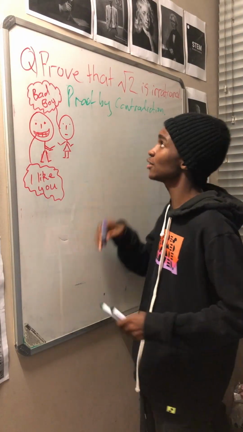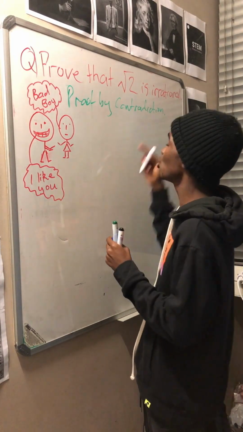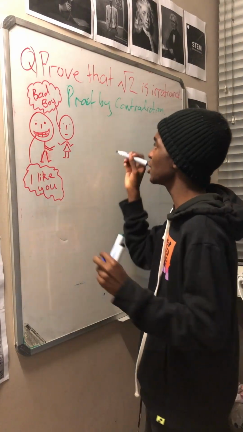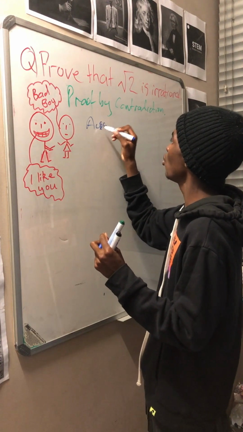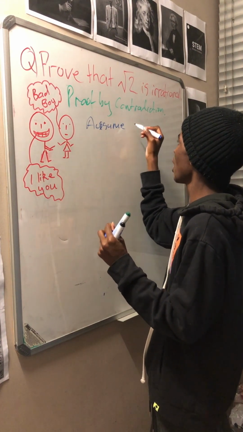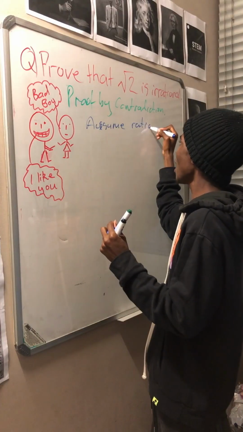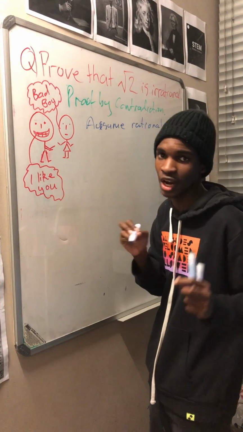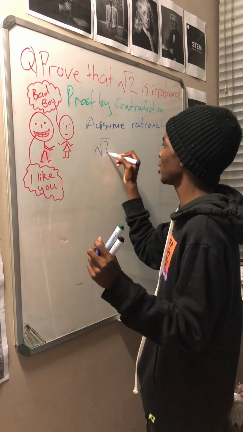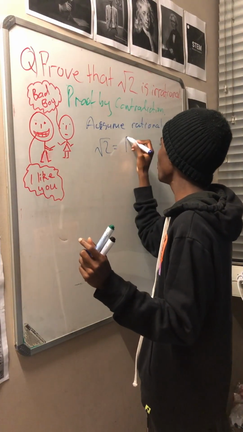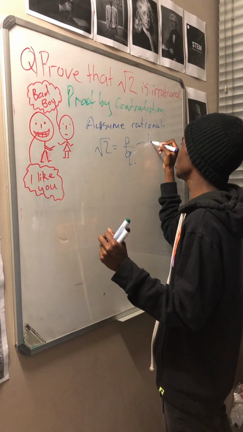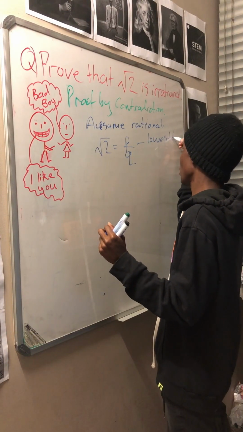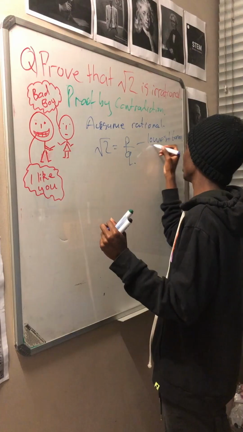So in order for us to prove that the square root of 2 is irrational, the first thing is we assume that it is what? We assume that it is rational. So assume rational. So after we assume that it is rational, a rational number is any number that can be written in the form p divided by q, where this is a fraction in its lowest form.